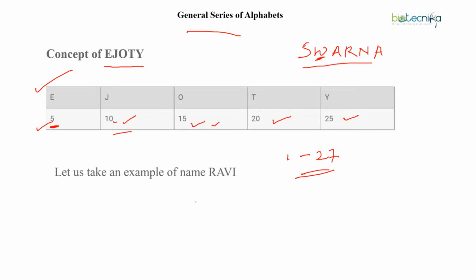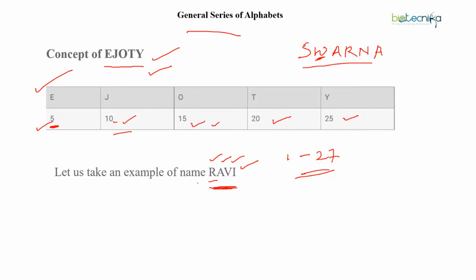Now, if we take an example of a name, let's say Ravi. In this particular name, I have to find out the position of R, A, V, I. इसमें position क्या है? We can easily figure it out from this particular concept, that is EJOTY, if I don't remember the positions of each and every alphabet.